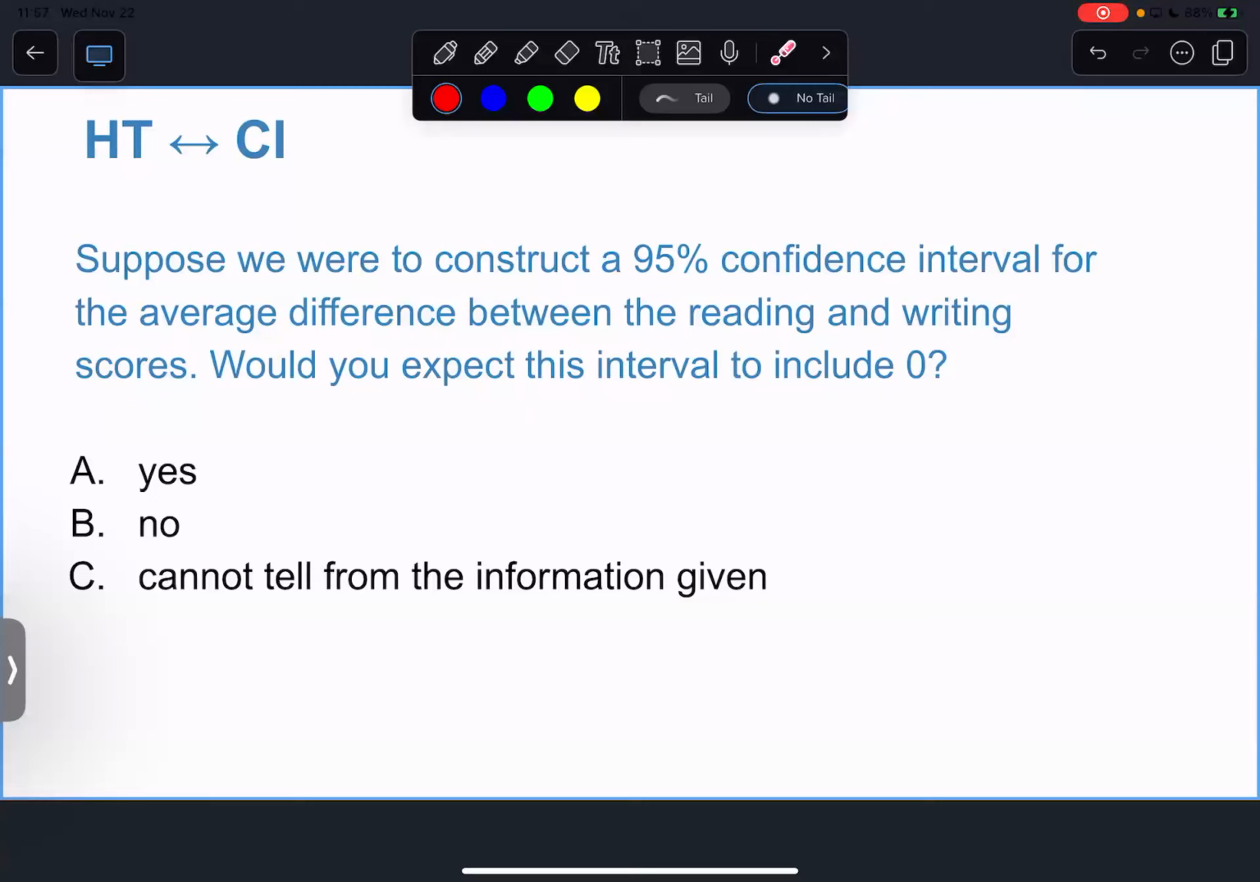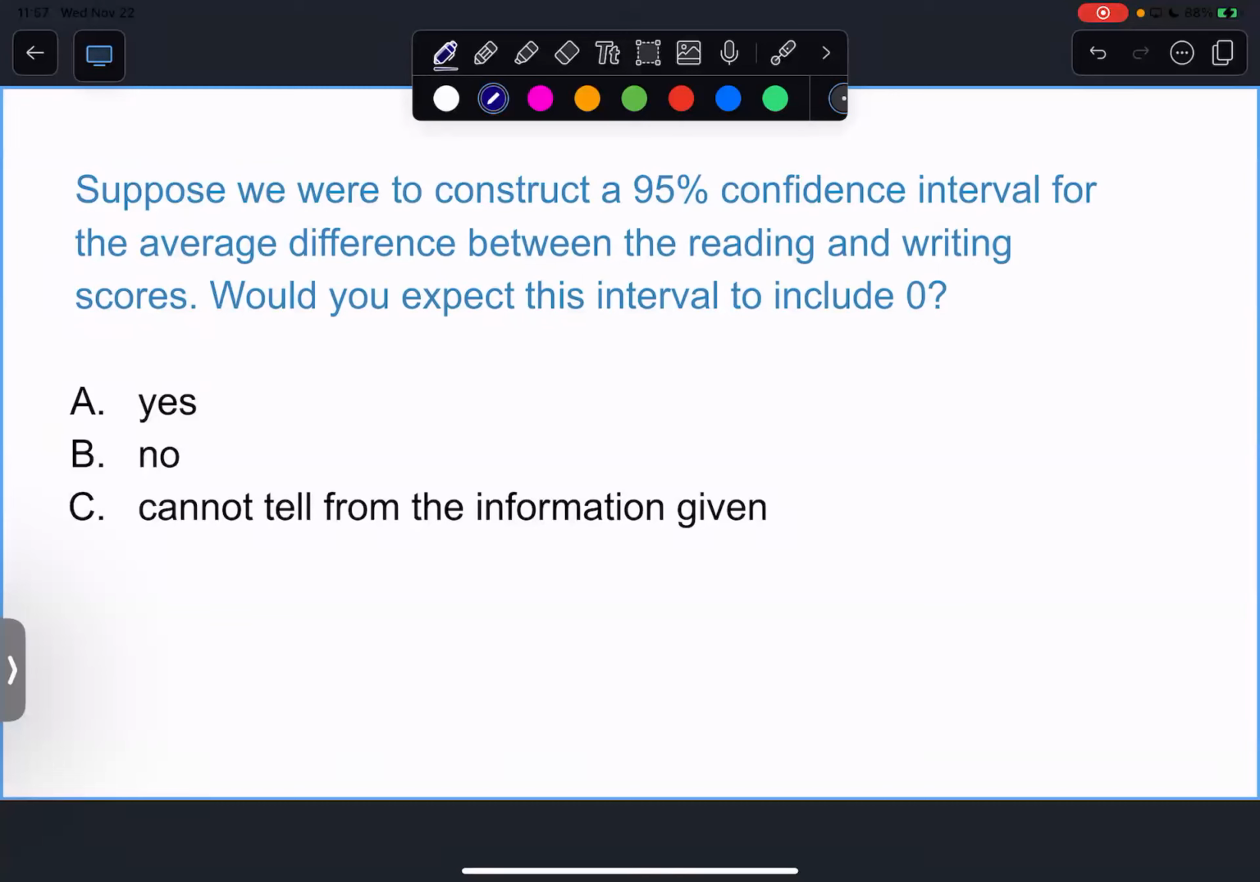What if we have to construct a 95% confidence interval for the average difference, so mu diff, between the reading and the writing scores? Would you expect this interval to include 0? Gonna go with yes. Why? Because a confidence interval, right? If I'm 95% confident that 0 is in the interval, right?